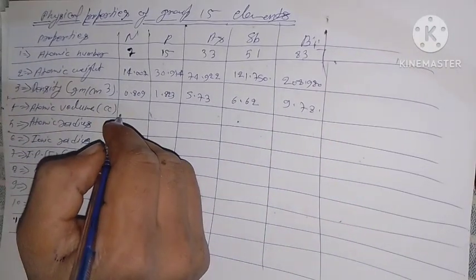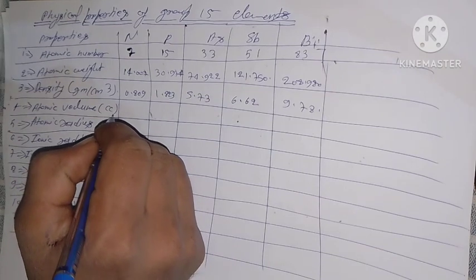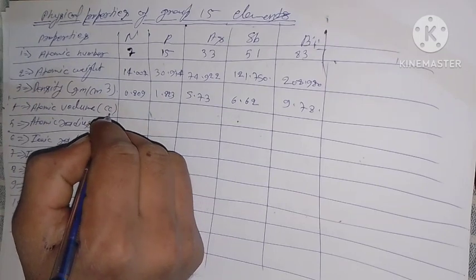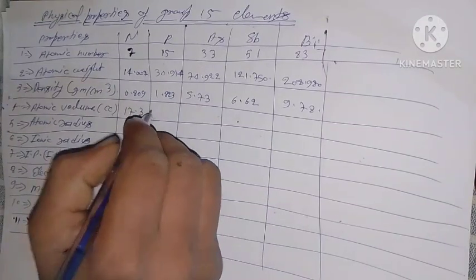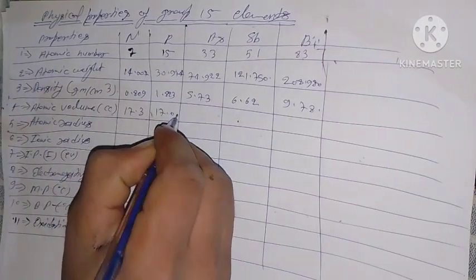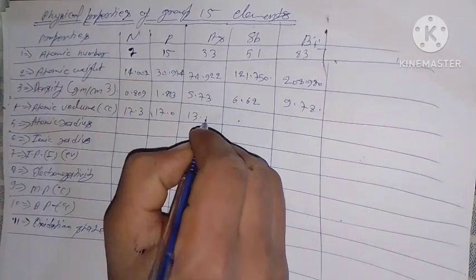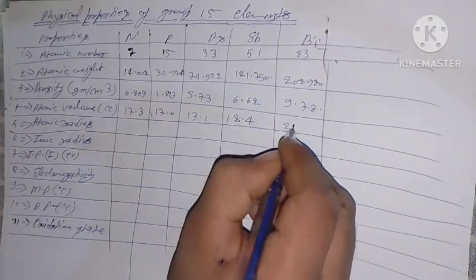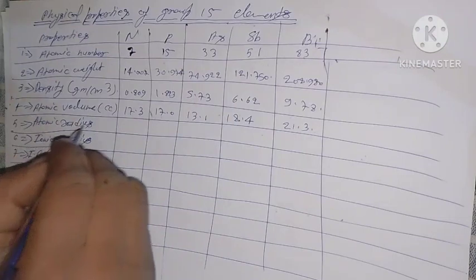Atomic volume in cc. Atomic volume of nitrogen is 17.3, phosphorus is 17.0, arsenic is 13.1, antimony is 18.4, and bismuth is 21.3.